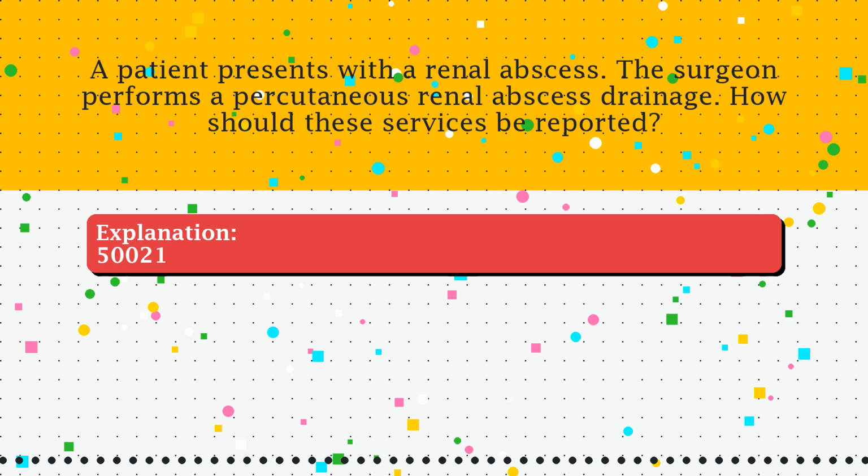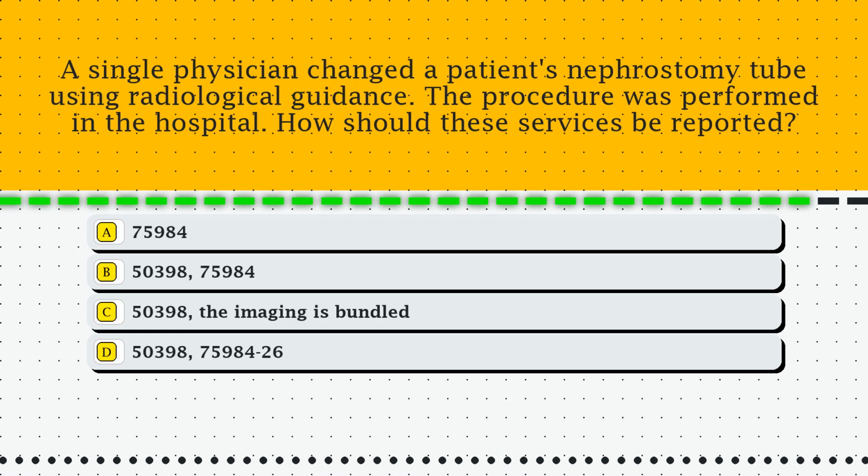Question 77. A single physician changed a patient's nephrostomy tube using radiological guidance. The procedure was performed in the hospital. How should these services be reported? Option A, 75984. Option B, 50398, 75984. Option C, 50398, the imaging is bundled. Option D, 50398, 75984-26.